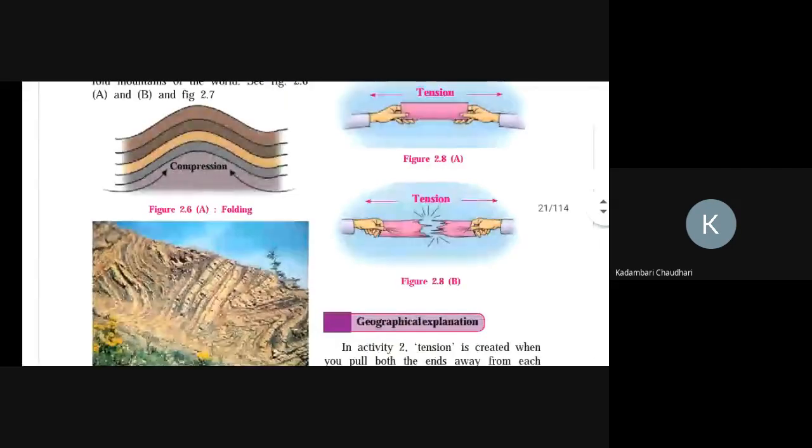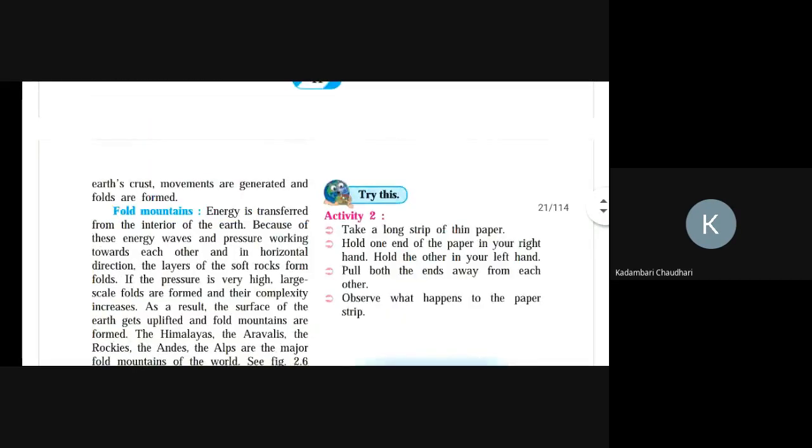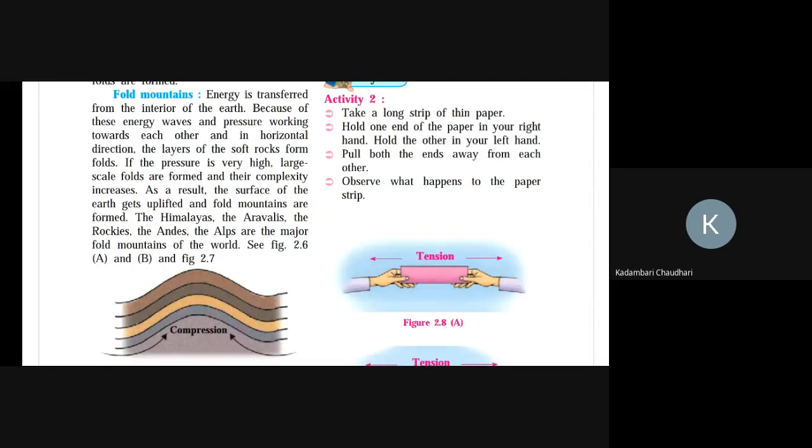Okay, we have seen these images, these photos also. Okay, now again the second activity is for you. Take a long strip of thin paper. Hold one end of the paper in your right hand.